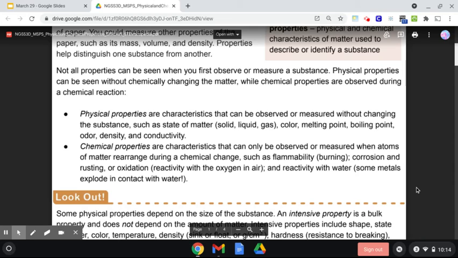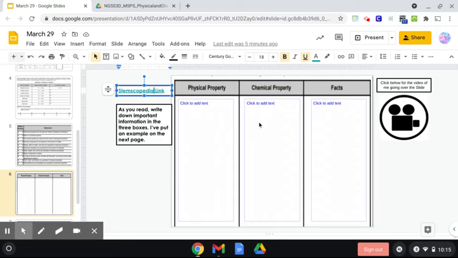Chemical properties are characteristics that can only be observed or measured when atoms of matter rearrange during a chemical change, such as flammability, burning, corrosion and rusting or oxidation, reactivity with the oxygen in the air, and reactivity with water. Some metals explode in contact with water. This would be an awesome idea to jot down under chemical property.